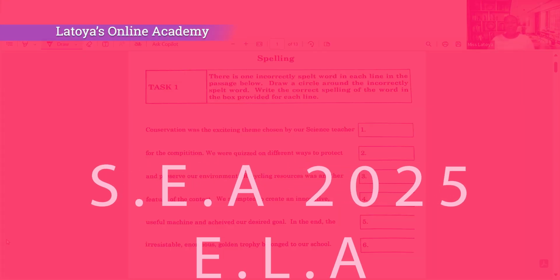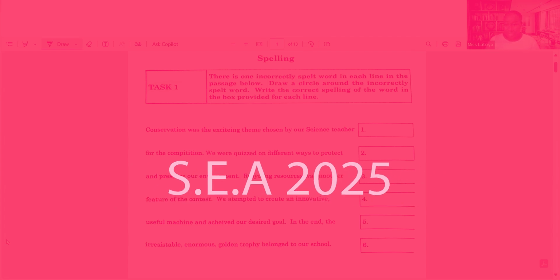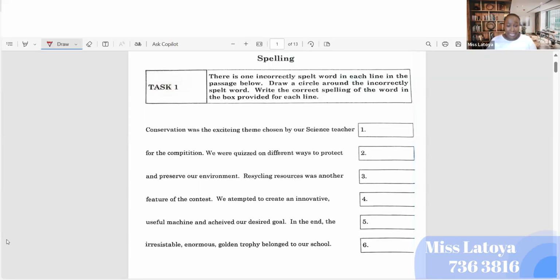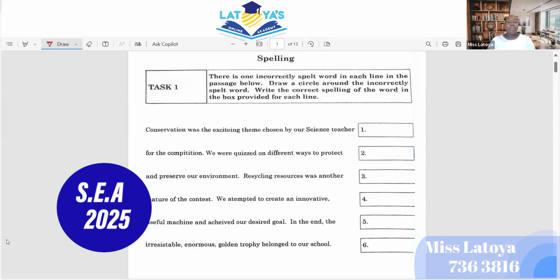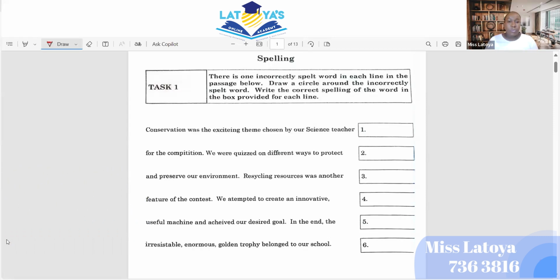This is the CSEC 2025 English A past paper. The first task is spelling. There is one incorrectly spelled word in each line in the passage below. Draw a circle around the incorrectly spelled word. Write the correct spelling of the word in the box provided for each line. So what we have here is a paragraph, and in each line there is an error.